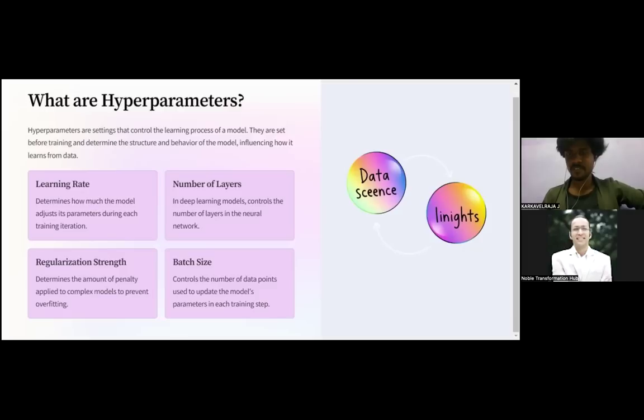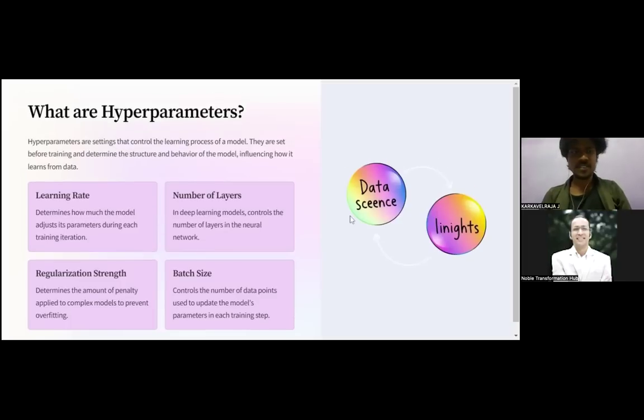Hyperparameters usually focus on controlling the learning process of the model, and they are set before training and determine the structural behavior of the model, influencing how it learns from data. So those are the hyperparameters. Okay, so go deep into understanding all these concepts so that we can apply them properly. Thanks. Let's move to the other side. Yeah, sure, sir. Let's move on.